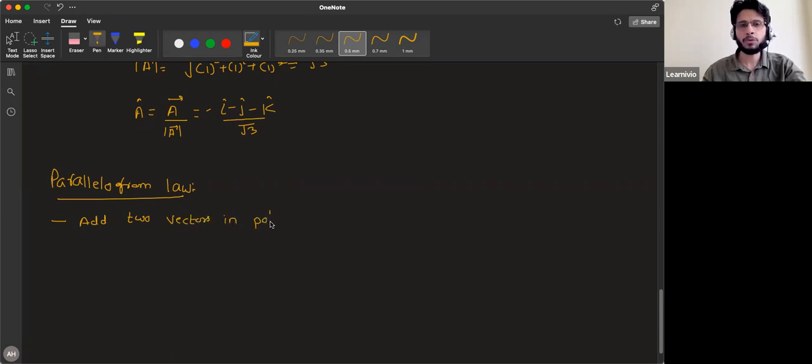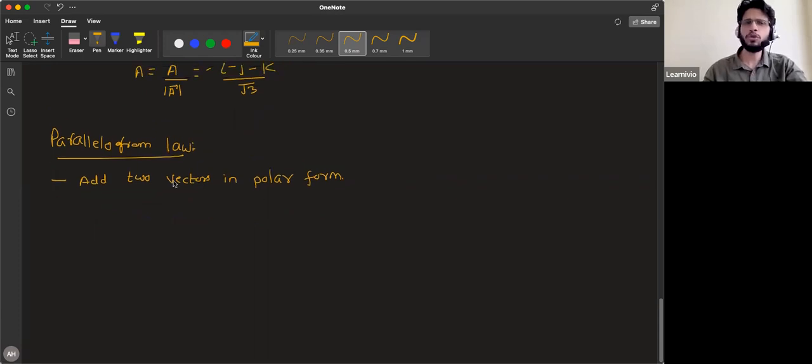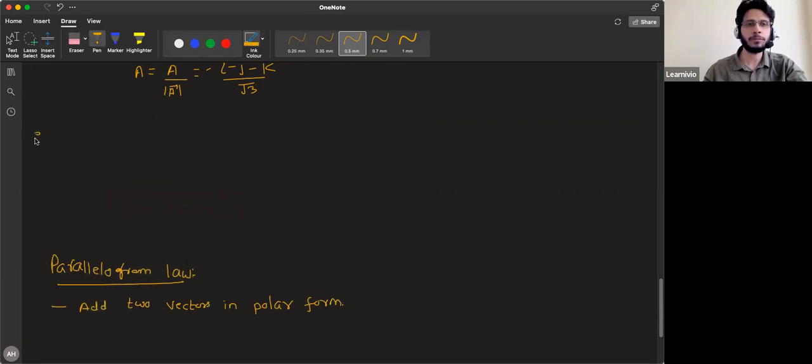And the condition for adding two vectors is that the two vectors should be in polar form. If vectors are in Cartesian form, then there is no need to use the parallelogram law. If vectors are in Cartesian form, you can add them up directly. Like if I ask you to add two forces, for example, one force is i cap plus 2j cap plus 3k cap Newton, and I give you another force, F2, which is i cap minus j cap minus k cap. And I ask you to add them up, F1 plus F2.